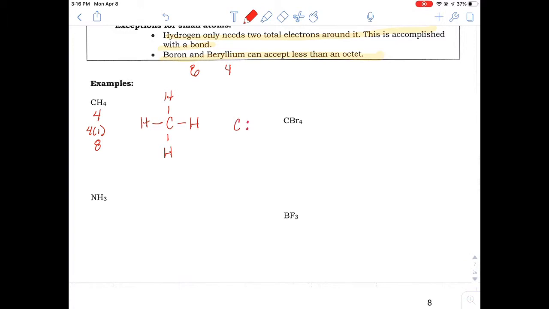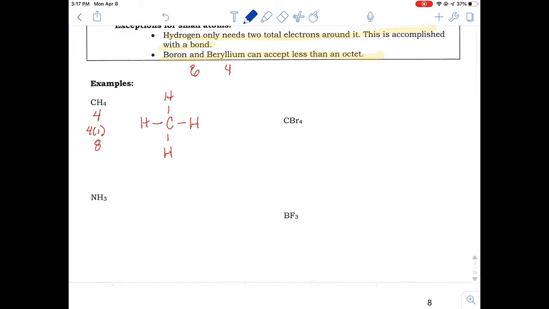Now, you can also draw it like this. This is not conventional, though, but you can also draw it like that. The beauty of doing it like this is then you can draw circles to show what's being shared. All the hydrogens have 2, which is what they want. The carbon has 8, which is what he wants. But that's much messier, and as I said, it does not follow conventional rules. So we're going to follow conventional rules.